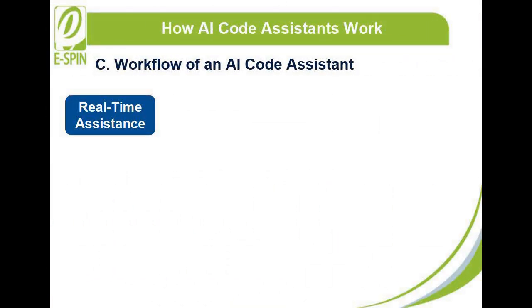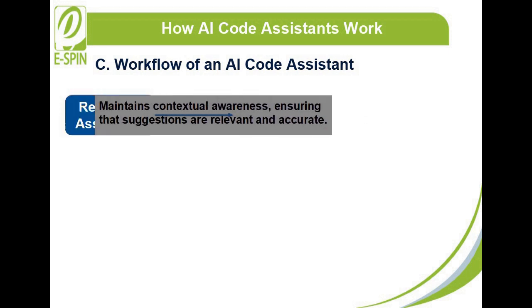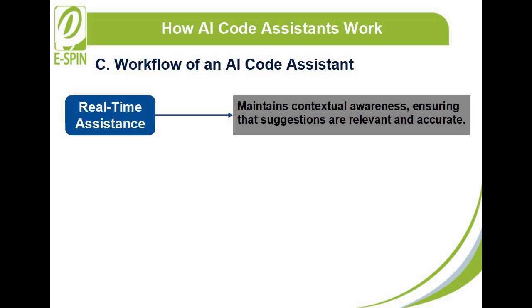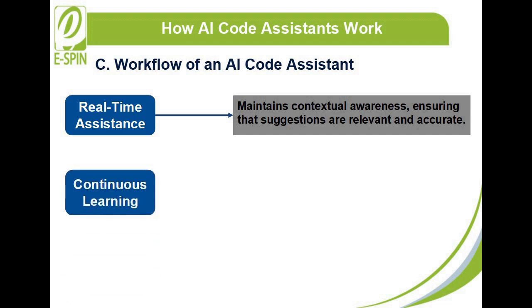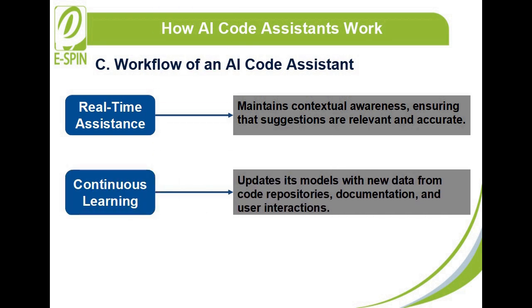Real-time assistance. The assistant provides real-time feedback, highlighting syntax errors, suggesting code completions, and offering documentation snippets. It maintains contextual awareness, ensuring that suggestions are relevant and accurate. Continuous learning. The assistant continuously learns from the developer's actions, adapting its suggestions based on the developer's preferences and coding style. It updates its models with new data from code repositories, documentation, and user interactions.